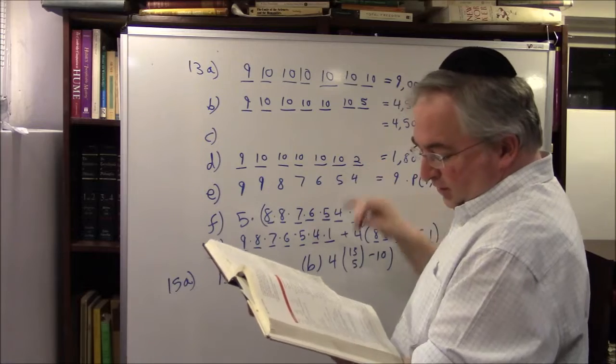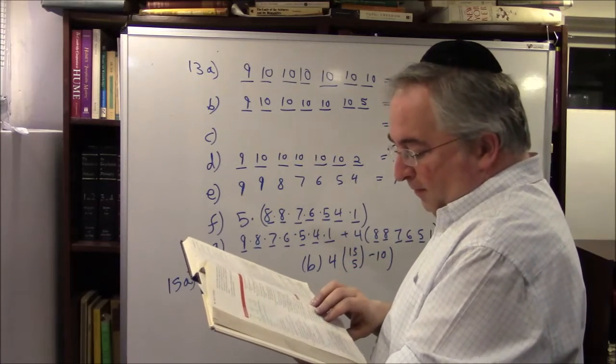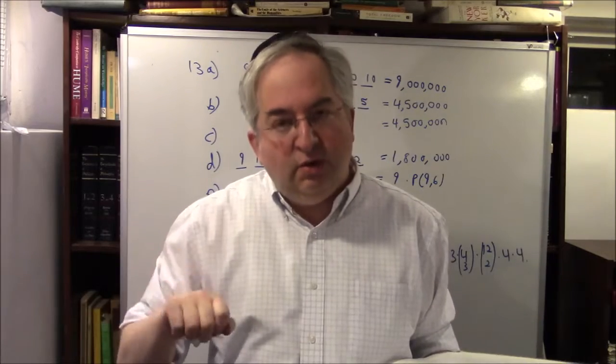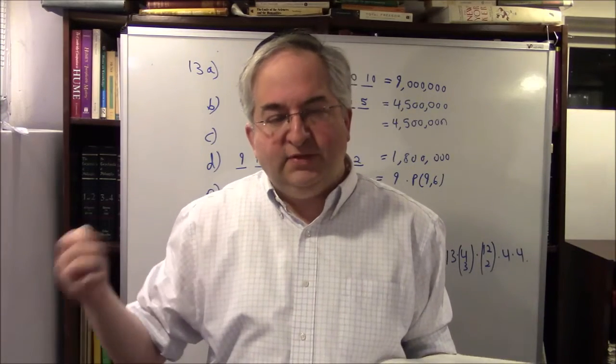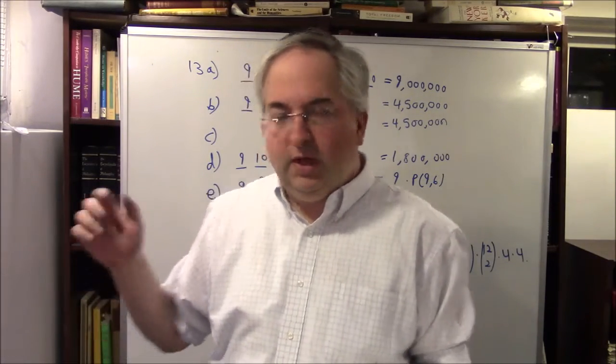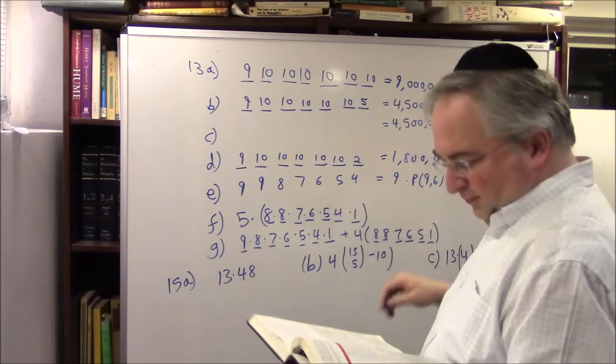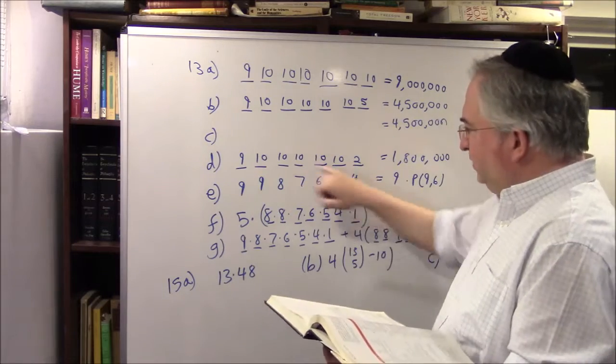Number C is how many are multiples of 5? A multiple of 5 is going to end in either a 0 or a 5: 5, 10, 15, 20, 25, 30. So you only have 2 possibilities for this last digit. So that gives you that. The rest is the same.